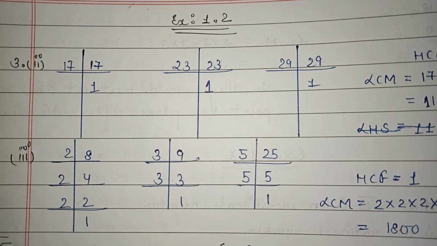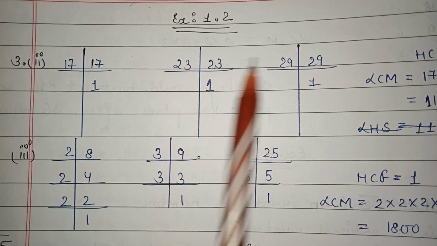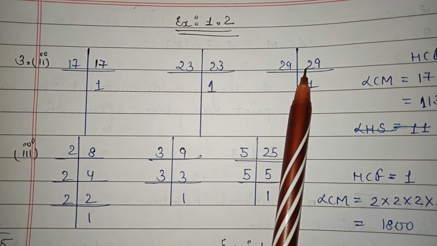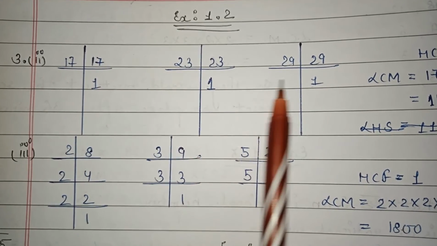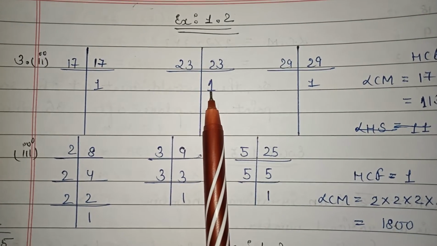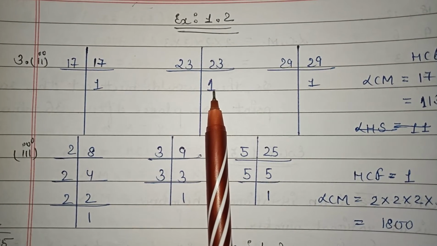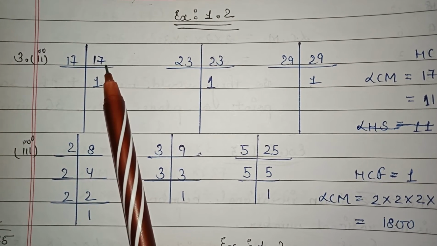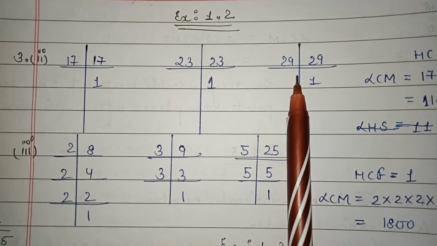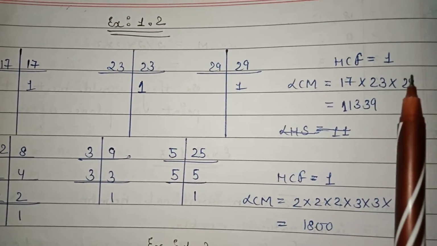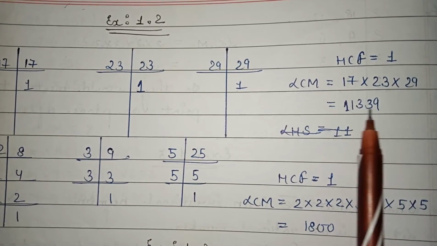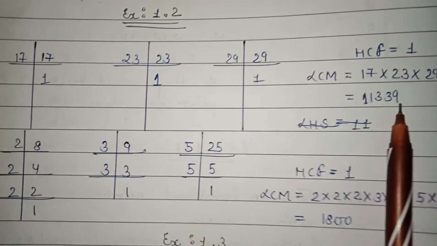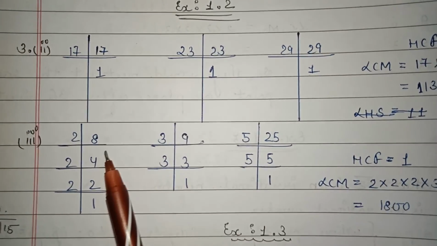The second part, I have numbers 17, 23 and 29. So I can see all these three are prime numbers, so they don't have anything common other than 1. So the SCF will be 1 and LCM will be the multiplication of these three numbers, that is 17 into 23 into 29. So SCF is 1 and the LCM is the multiplication of these three numbers, that is 11,339.